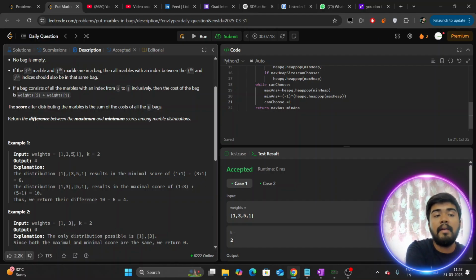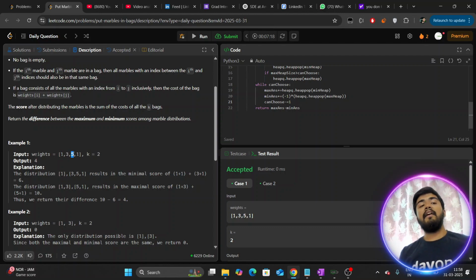If a bag consists of all the marbles with an index from i to j inclusive, then the cost of the bag is weight[i] plus weight[j]. So if you are putting all the marbles from index 0 to index 2, that is 1, 3, 5, then the cost is going to be the weight of the first marble plus the weight of the last marble of the chunk that you have selected.